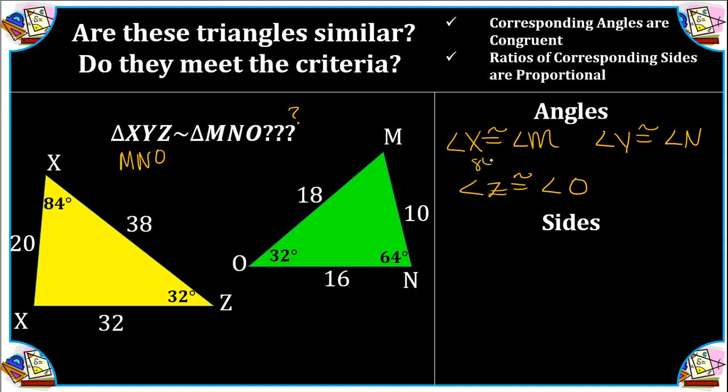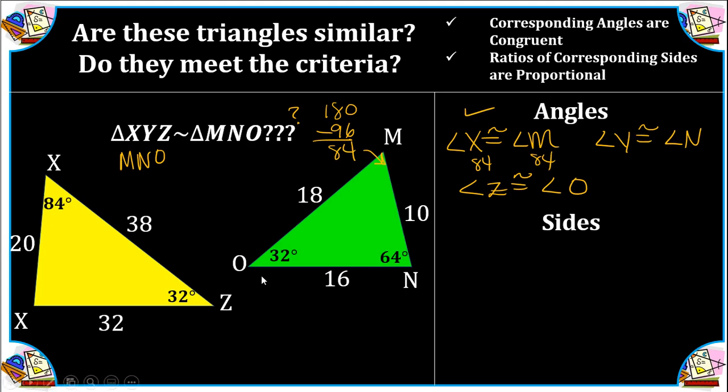X is 84, M, so we're going to add these up. So we have 64 plus 32 gives us 96, and our triangles are 180 degrees in all. Then we're going to subtract that out, and we get 84. So this measurement is 84. Check.